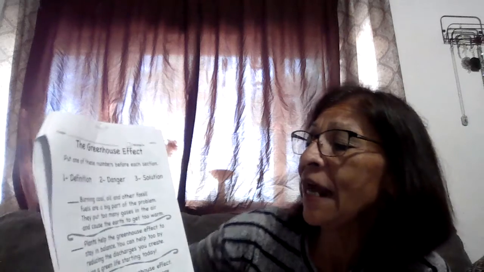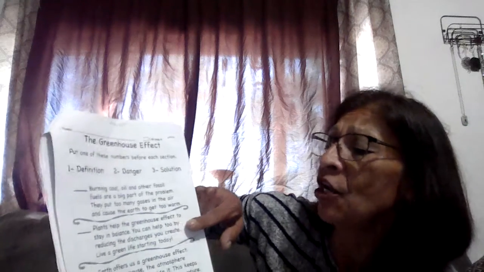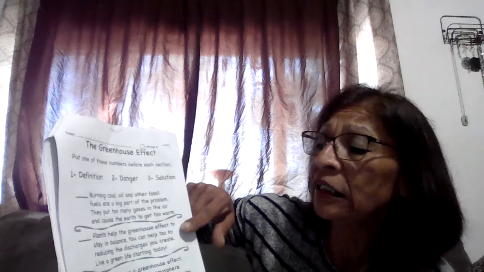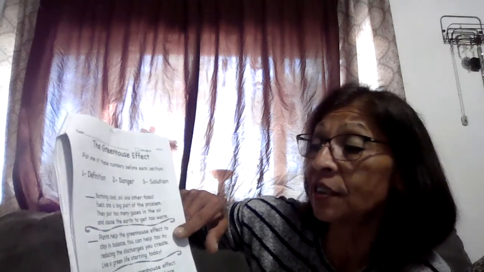Let's read the next one first. Plants help the greenhouse effect to stay in balance. You can help too by reducing the discharges you create. Live a green life. Start today. Cars put a lot of pollution in the air. So here it is talking about living a green life. I'm going to think that that one is going to be the solution.